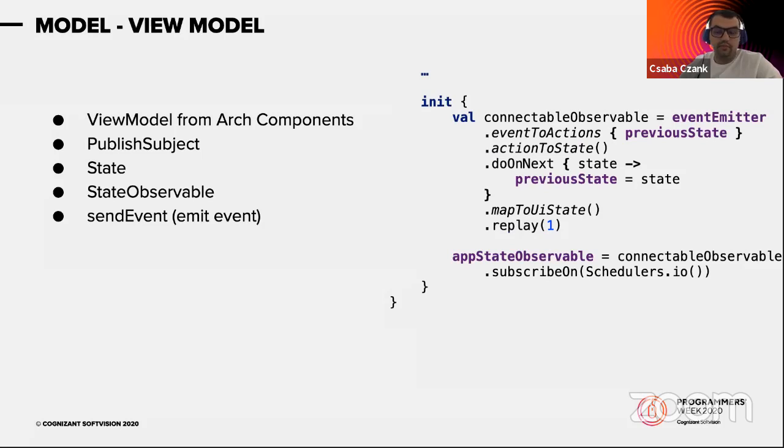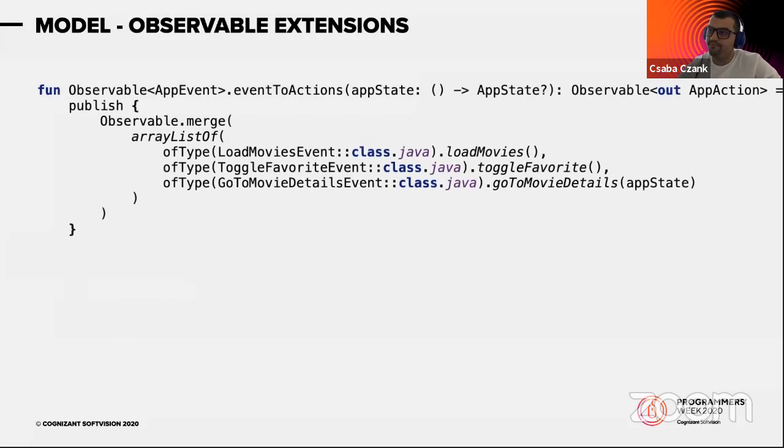Being the binder that bonds the elements of the model, the configuration of the flow is done in an Rx chain. Thus, we have the following functions: event to actions, a mapping from event to action; action to state, a mapping from action to state; and map to UI state, a mapping from the whole state to the UI state. Let's see the implementation of these three functions in more detail.